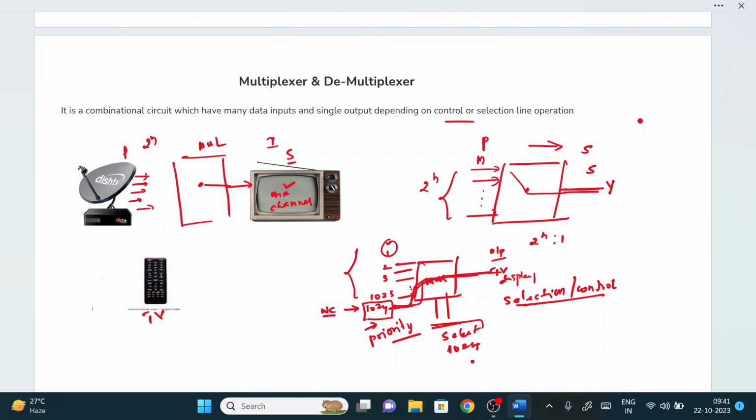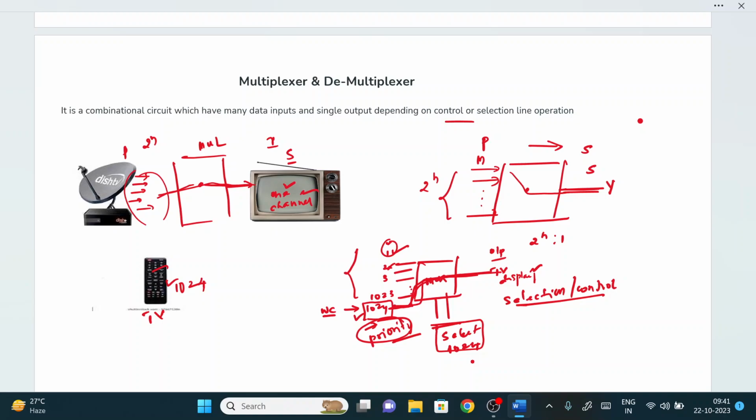If you don't have the selection line mechanism or control line mechanism, then your first output will be 1, then 2, and so on. If you have the control mechanism, then whatever channel you require first will be displayed first. So that is the use of the selection line operation. In the real case, the TV remote works as the selection line. Out of these many channels, whatever channel number you want, you press it on the TV remote, so that particular channel will be displayed at the output.